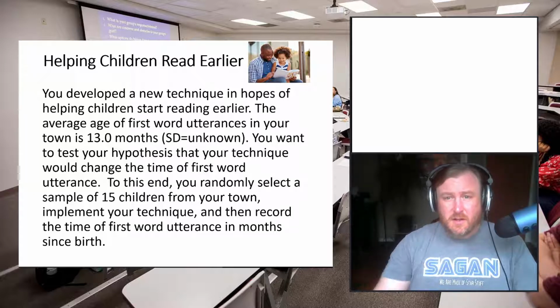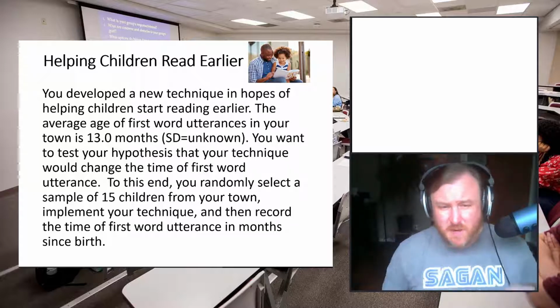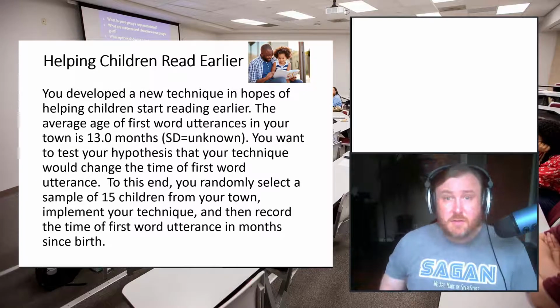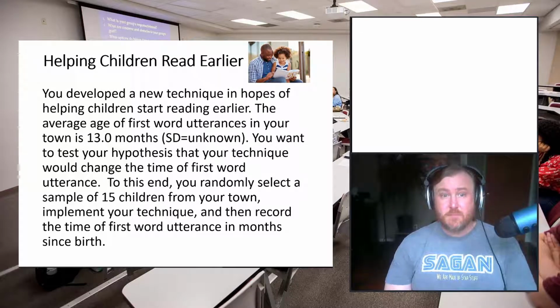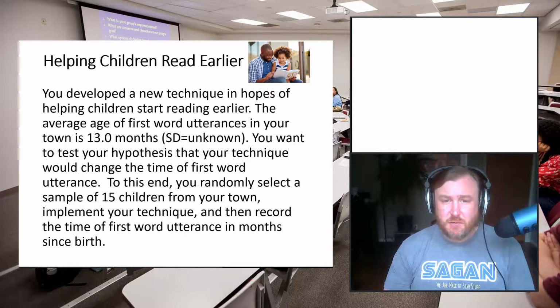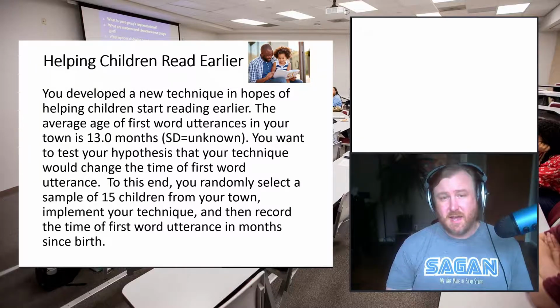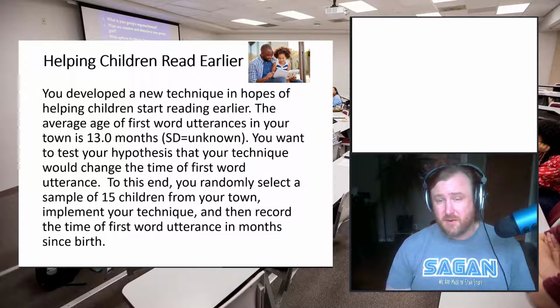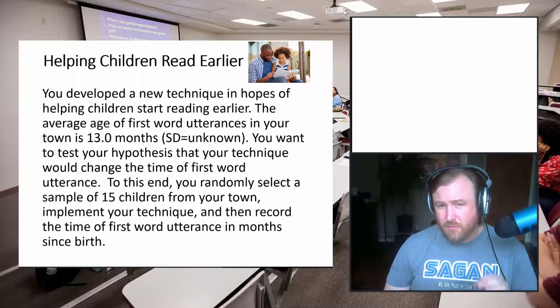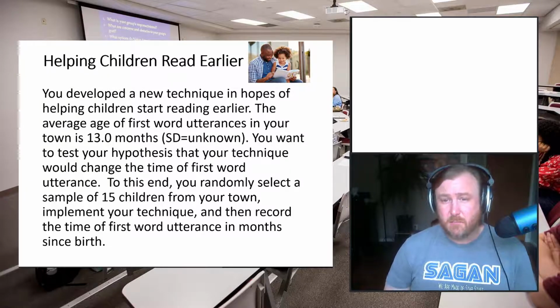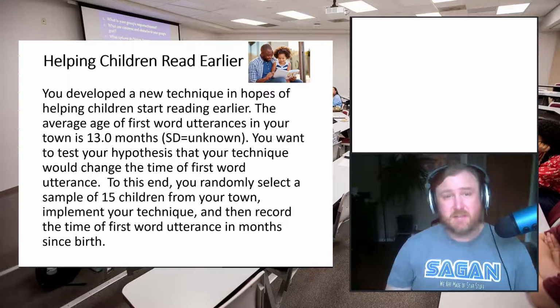So let's just review the problem. It's been tweaked slightly. You developed a new technique in hopes of helping children start reading earlier. The average age of first word utterances in your town is 13 months, and you don't know the standard deviation of that population. So that's the key where you know that you need to conduct a one-sample t-test instead of a z-test.